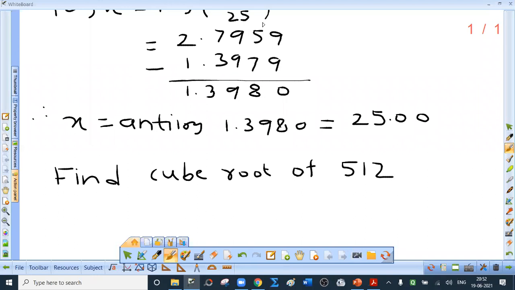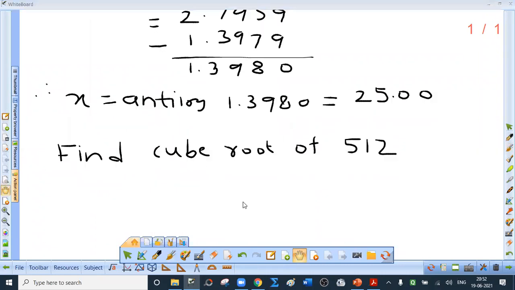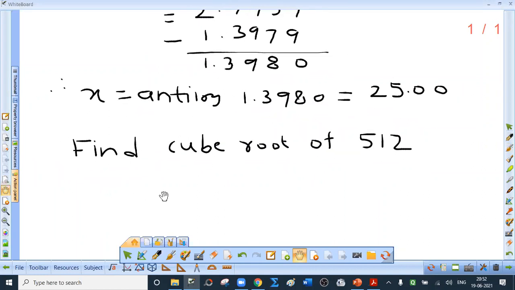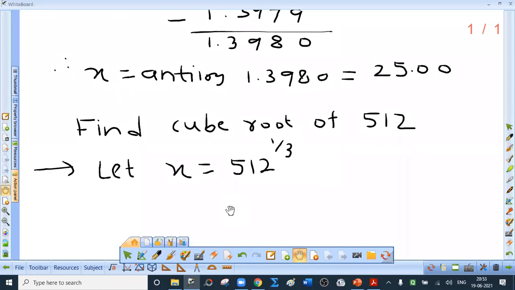Can you tell me the cube root of 512? It is 8. But we have to find this using log tables. Okay, so we begin with: let x be... what do you mean by cube root? I already explained that: raised to 1 upon 3. Cube means raised to 3. Cube root means raised to 1 upon 3.